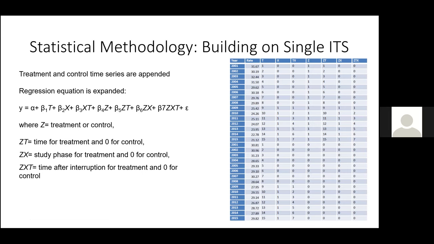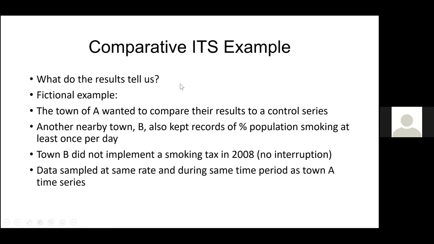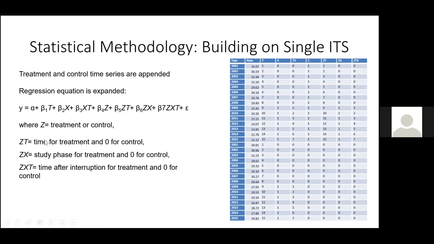It is a dummy variable for control and treatment, the control series and treatment series. Let me first go to this, just to move ahead. You can see there are two series here, two lines running. There's a control series and a treatment series. So the Z here is treatment and control. And the ZT here is looking at the study phase for the treatment and control.